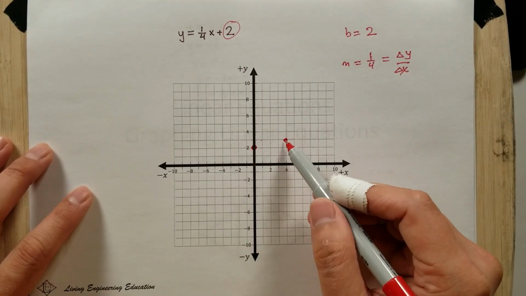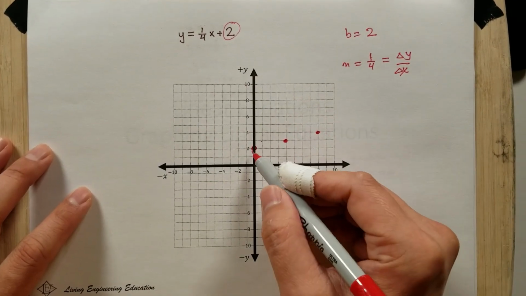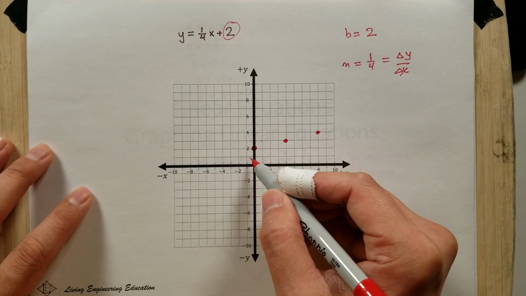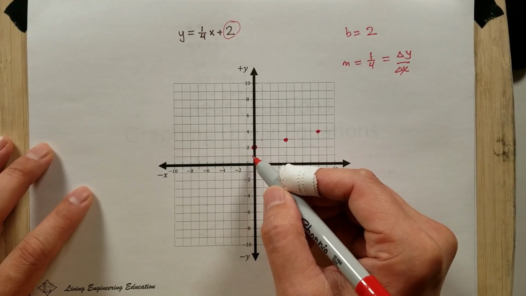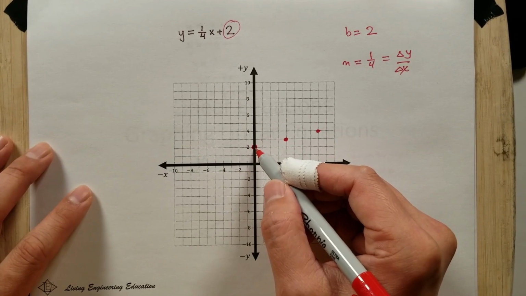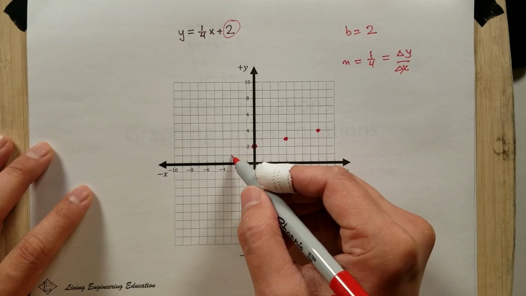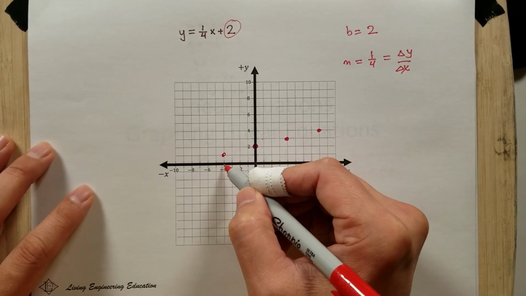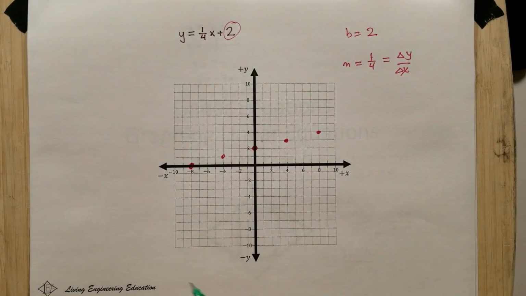And then we'll do it one more time. Up 1, 1, 2, 3, 4. And then we go down 1, and then to the left 4. So down 1 is a negative delta y, and then to the left is a negative delta x. So the signs will cancel and we get a positive 1/4. So down 1, and then to the left 4. 1, 2, 3, 4. Down 1, and then 1, 2, 3, 4. All right, and then we'll connect these dots.